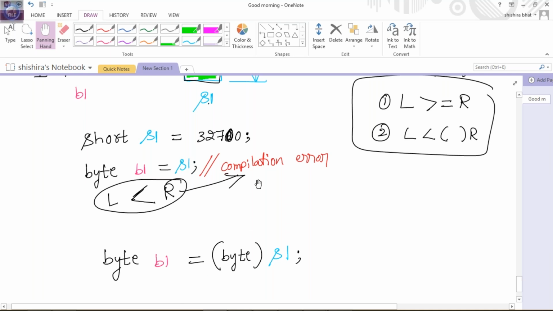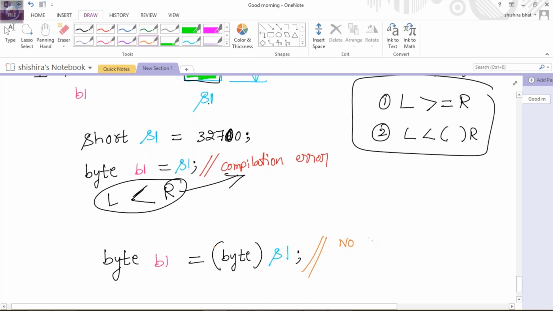Now, which is the left side here? Left side is byte. Left side is b1, nothing but byte. Right side is s1, nothing but short. So this is bigger, this is smaller. When the right side is bigger than the left side, or the left side is smaller than the right side, you should apply casting. I have applied casting. So syntactically, this program is correct.